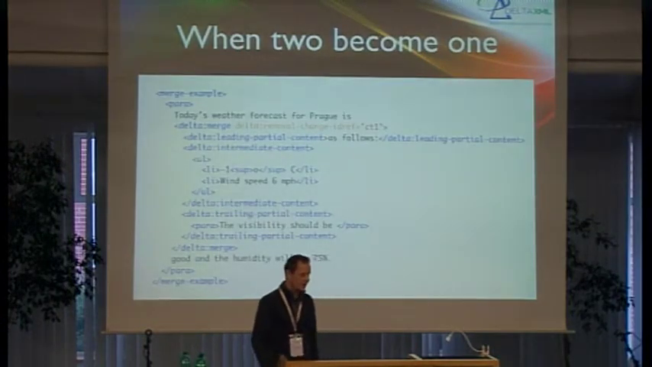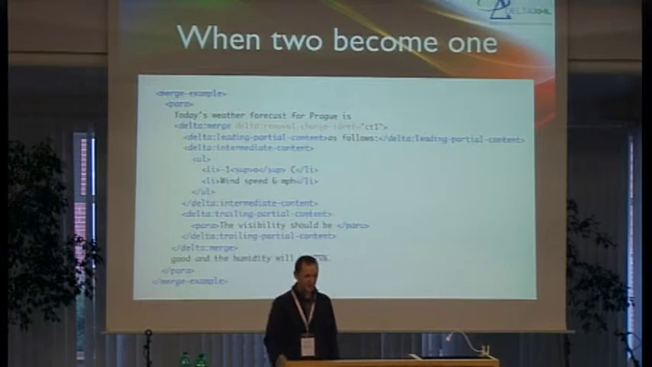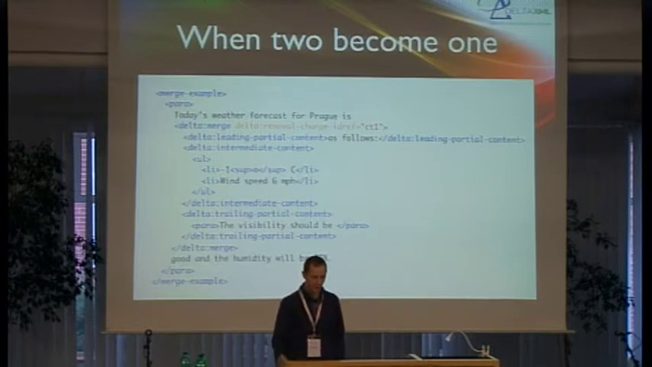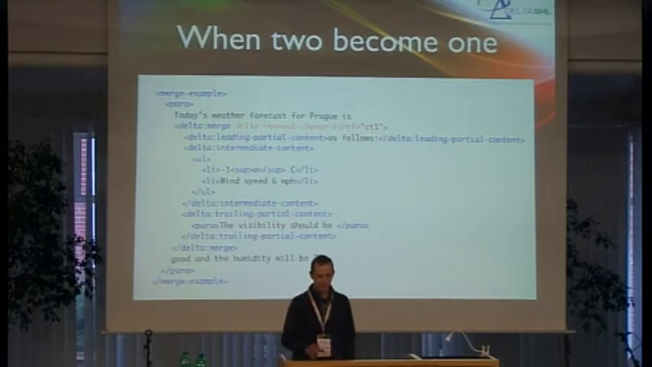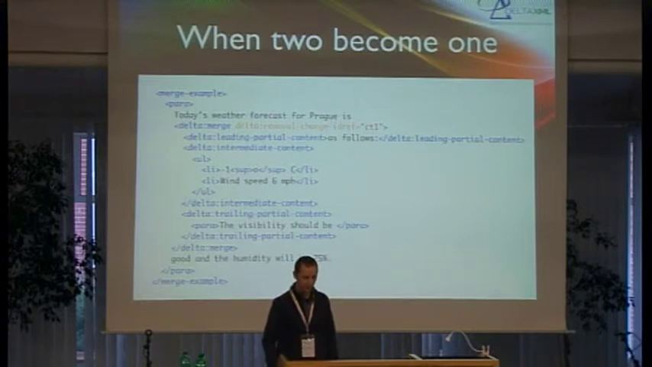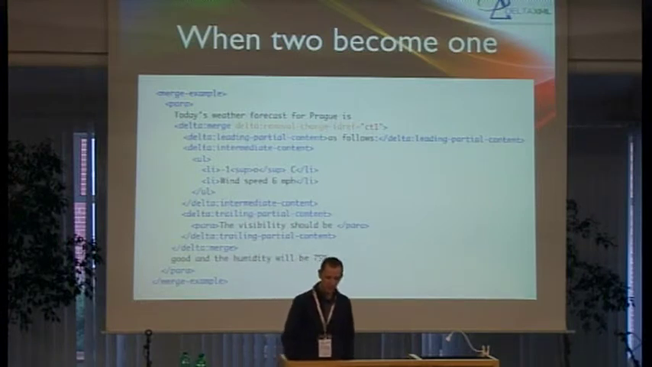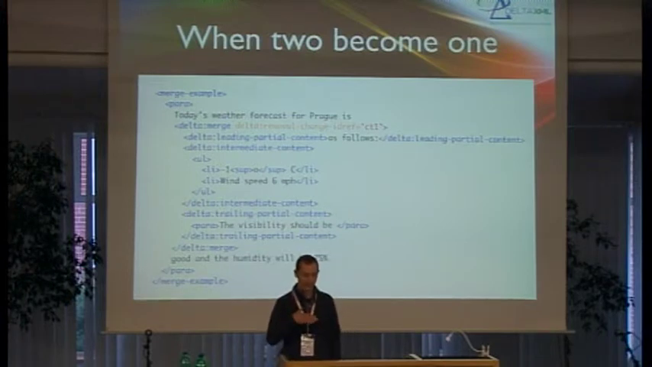And here's how we would represent that in XML. We have the delta merge element, which is a removal, and so it uses a removal change ID ref. And you'll see that that represents the whole of those three parts of the deletion that I told you about. If we remove the delta merge element from that context, we get the final paragraph. Weather forecast for Prague is good, and the humidity will be 75%. But then that merge then has the three parts of the deletion.